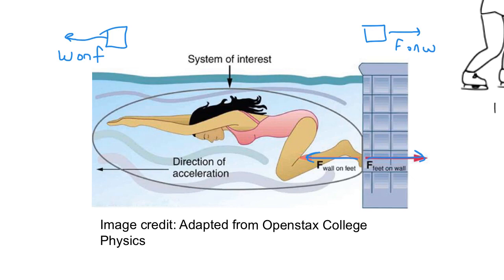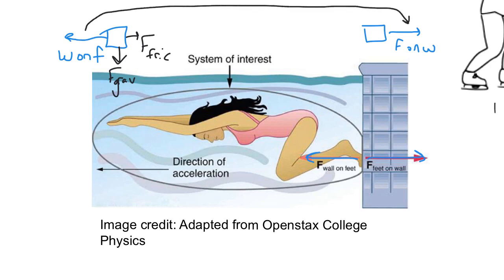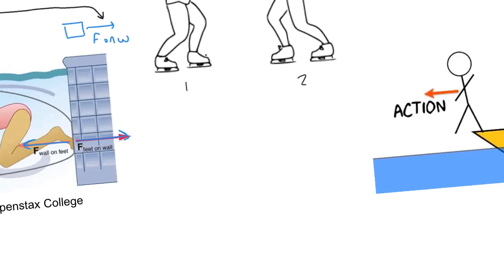I could draw, maybe there'd be a little friction force, force of friction from maybe the water. I could draw the force of gravity acting onto them, right? There's all these different forces, but throughout all of these forces, this force of W on F and this force of F on W is my action-reaction pair because they're equal, they are opposite, and they're acting on different objects. And so that would be my action-reaction pair, which causes the swimmer to accelerate.